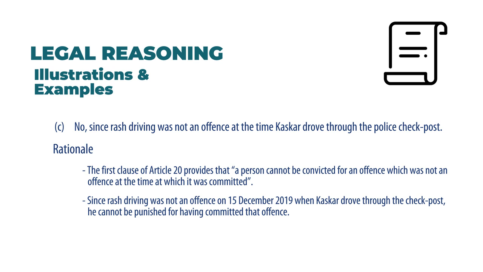While options A and B may or may not be true, they do not address the question of whether Kaskar's rights under the first clause of Article 20 had been violated, and so neither A nor B can be the correct answer. Option D is irrelevant to the question. It addresses the issue of double jeopardy rather than the protection under the first clause of Article 20, and so D cannot be the correct answer.